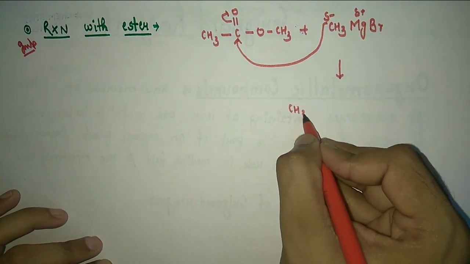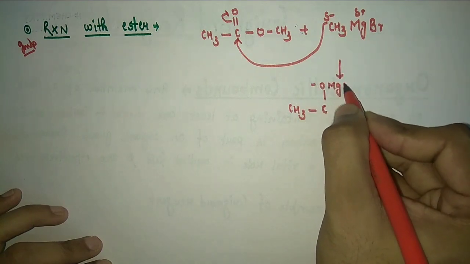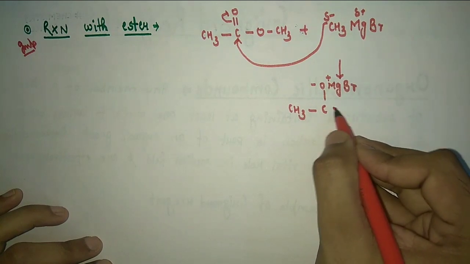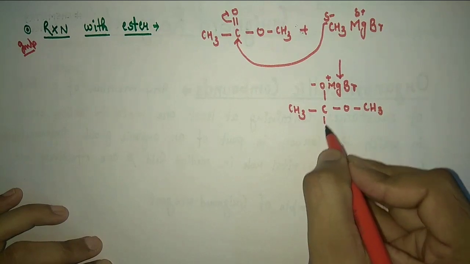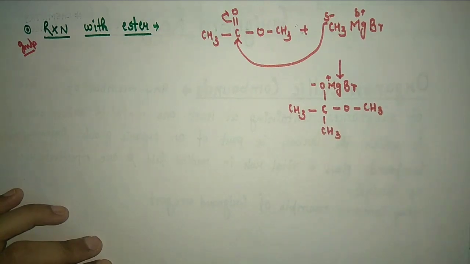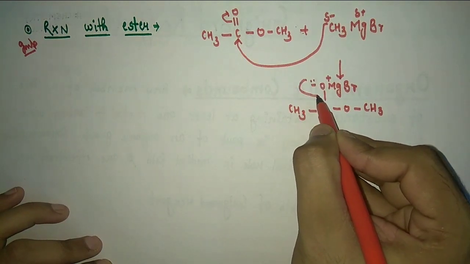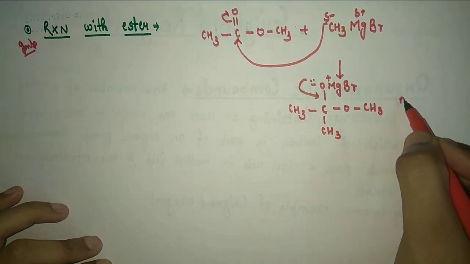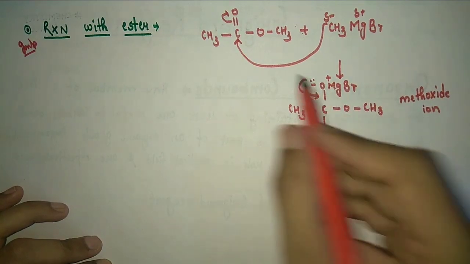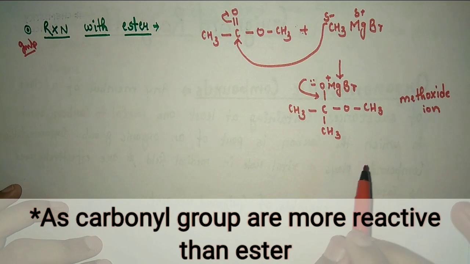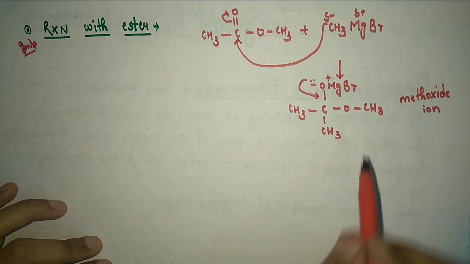Now what is forming? CH3CO minus, and MgBr positive will come on this O minus. This is O, this is CH3, and this is CH3. So what will happen now? This oxygen atom will give its electron to this, and this methoxide ion will leave because it is more stable in the carbonyl group. So that's why it departs, the methoxide ion, to get converted back into the carbonyl group.